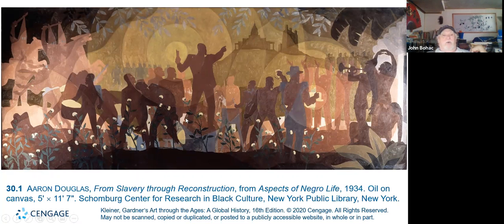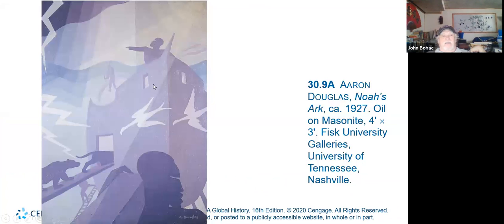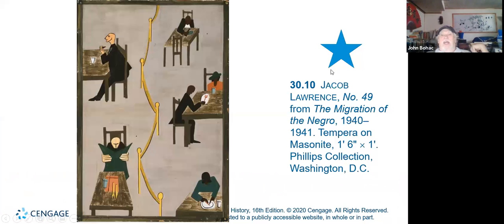I want to point out the kind of flatness you see. Flatness is something that comes out of Cubism as well, and Douglas does that. You still see what's going on here, but bottom line, it's flat. And another guy, I put a star by him, Jacob Lawrence, and he was very prolific.